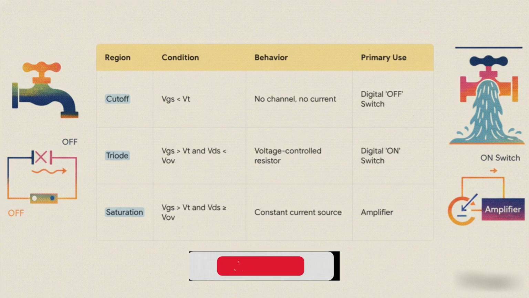Next, we open the faucet just a bit. We're in what's called the triode region. Now, the flow depends on 2 things: how much you've turned the handle and the electrical pressure at the drain. It acts like a resistor you can control with a voltage, which makes it the perfect digital on switch, your 1.